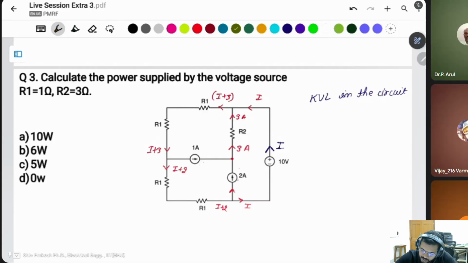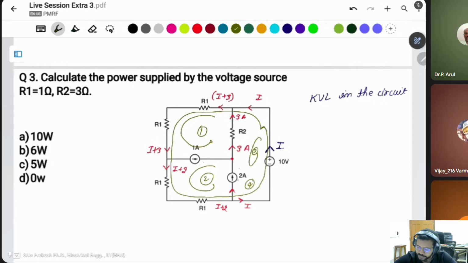Can you observe this one loop, loop 1, suppose this is loop 2, loop 3, and another loop, the full one, suppose loop 4. Which one is the better choice to take as the loop? Can anyone guess in this question? Outer loop, sir. Outer loop. Yeah, this is a good observation.